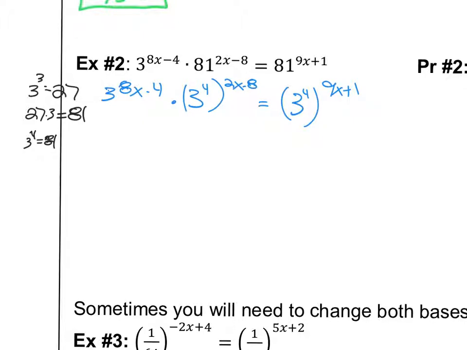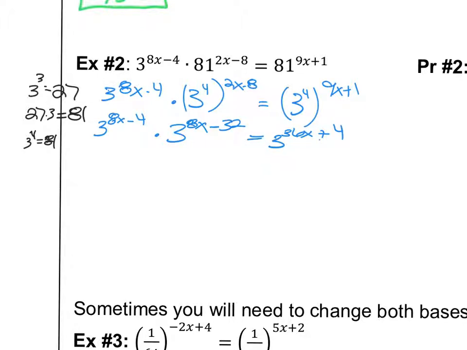And so again, then we're just going to go through and simplify. So I'm going to multiply these terms out. So we're going to multiply this 4 out into this 2x minus 8 and this 4 into the 9x plus 1. And so that's going to go ahead and give us 3 to the 8x minus 4 times 3 to the, 2 times 4 is 8x, 4 times -8 is -32. And then 4 times 9 is 36x, 4 times 1 is 4.